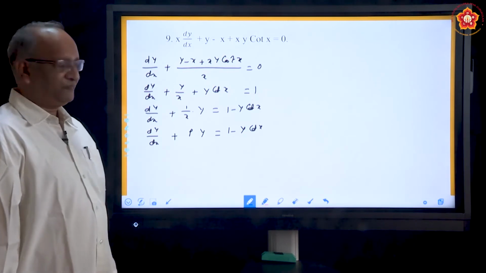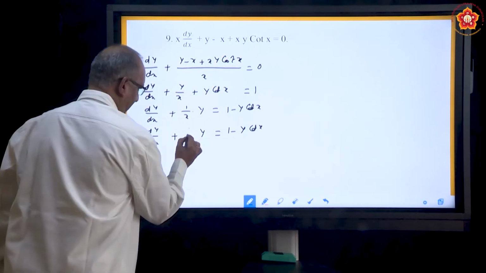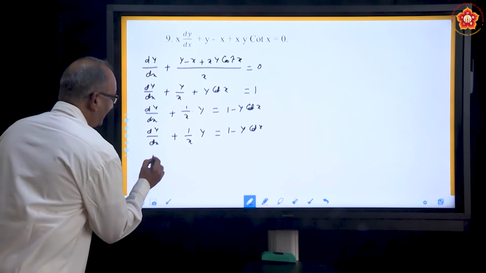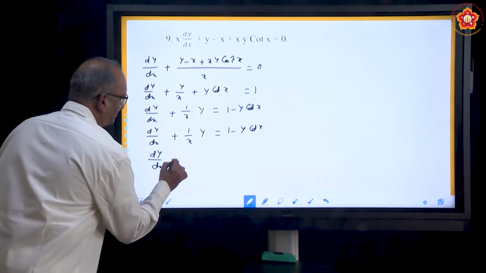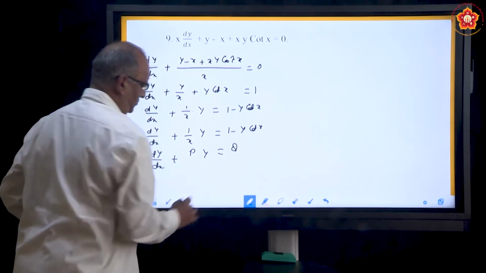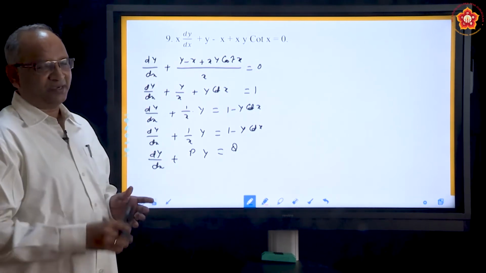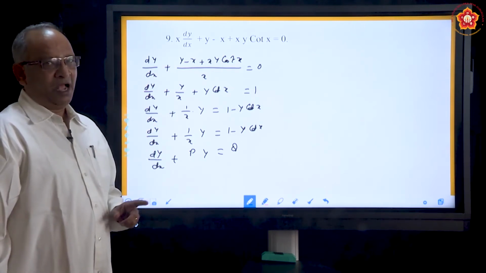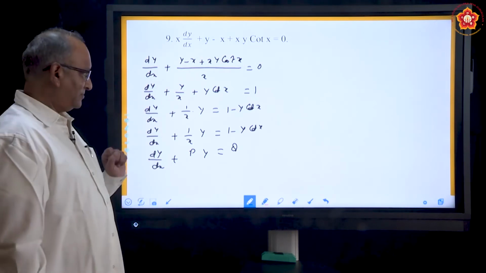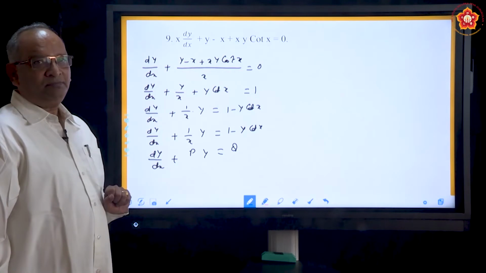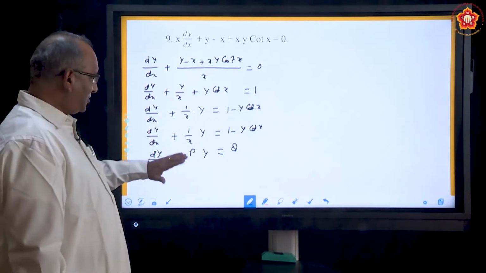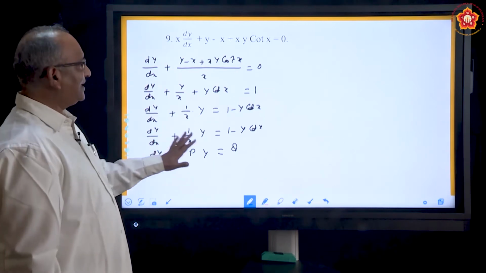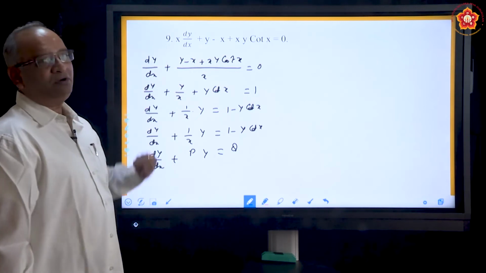What are the conditions if we have to proceed this way? The conditions are that dy by dx plus Py should be equal to Q. Just see whether the conditions are satisfied. P and Q should be either constants or functions of x only, whereas here you find y. So, what does it mean? It is not satisfying this standard equation.